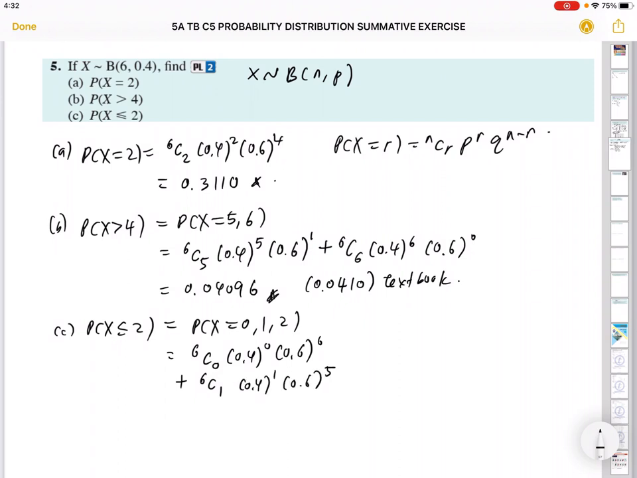Then 6C2, 0.4 power 2, 0.6 power 6 minus 2, which is 4. Just add them up. My answer is 0.5443. Okay, all right, I think this is okay, right? Now let's move on. Question number 4.